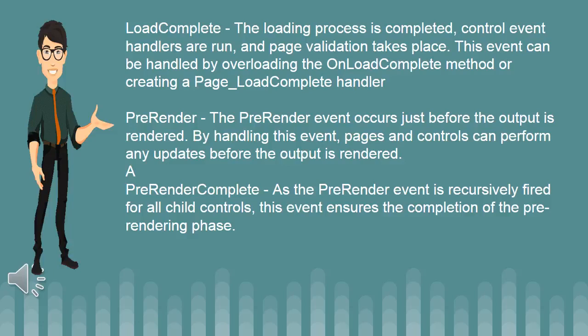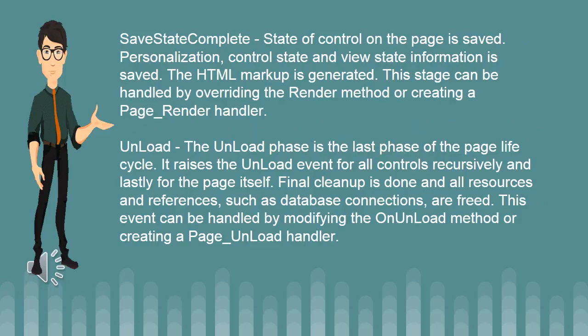PreRender. The PreRender event occurs just before the output is rendered. By handling this event, pages and controls can perform any updates before the output is rendered. PreRenderComplete. As the PreRender event is recursively fired for all child controls, this event ensures the completion of the pre-rendering phase. SaveStateComplete.